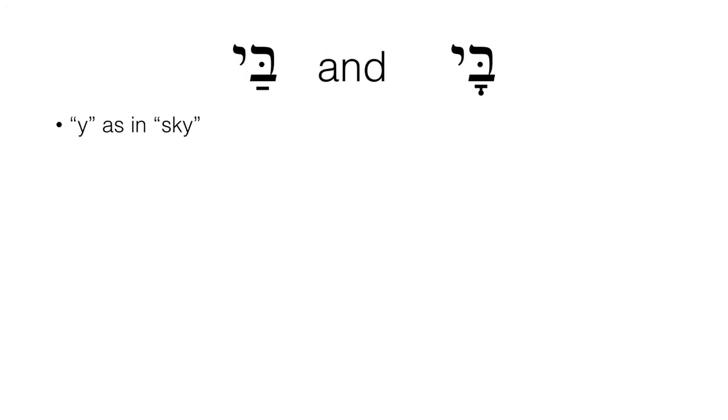Next we have a combination of kametz and yod or patak and yod. It's slightly different from what you might sound out. This is pronounced I as in sky, the English word sky. So both of the Hebrew syllables above would be pronounced bye, bye.